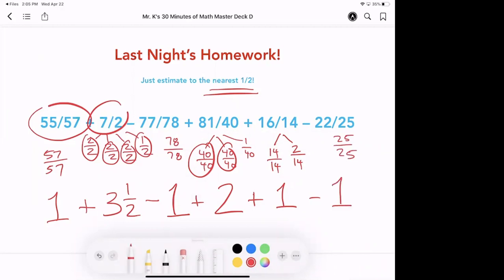1 plus 3.5 is 4.5. Minus 1 is 3.5. Plus 2 is 5.5. Plus 1, 6.5. Minus 1, 5.5. So there you have it. That is your answer for last night's homework. I know you're excited about the ruler, and everybody's excited about the ruler. We'll get there in 1 second.